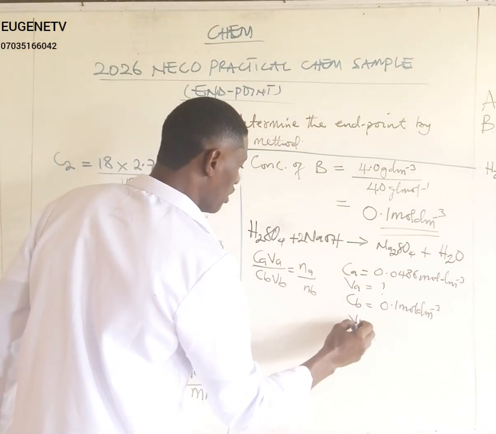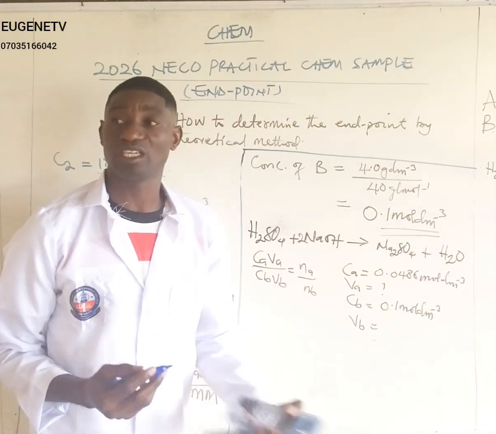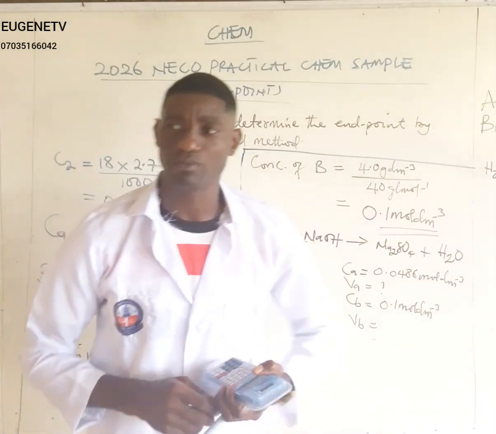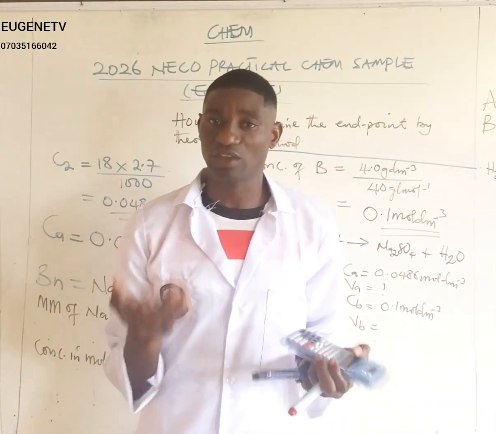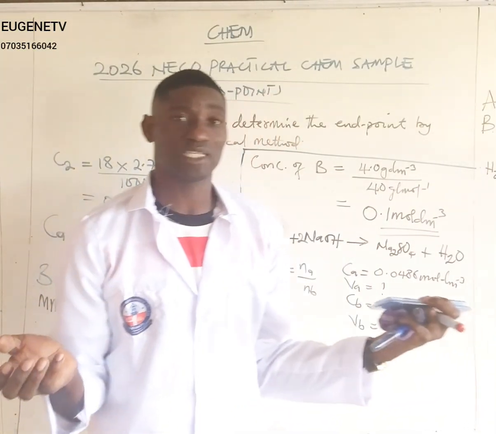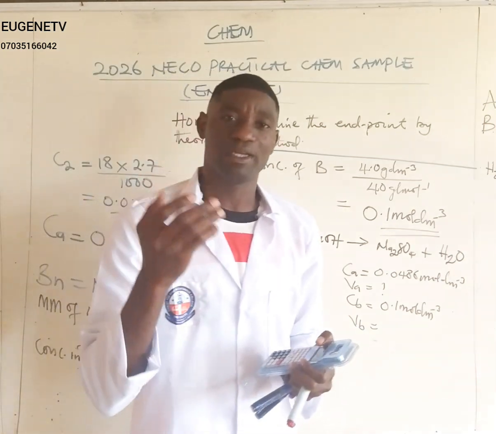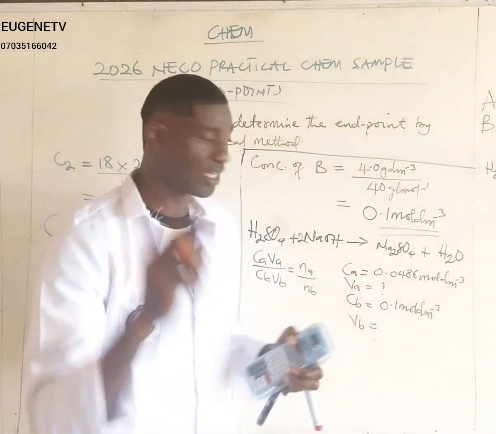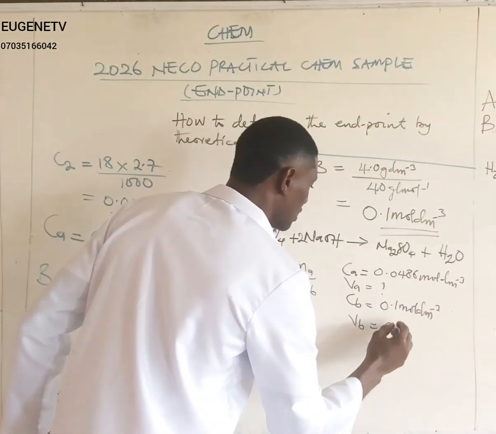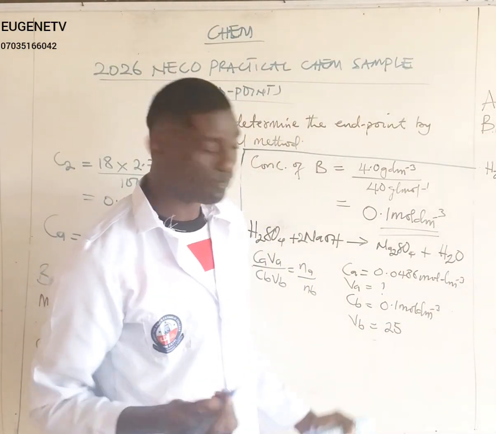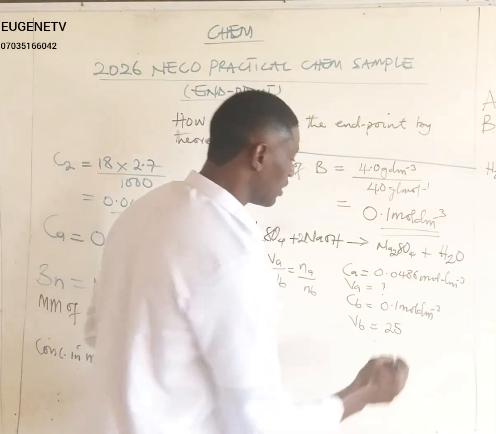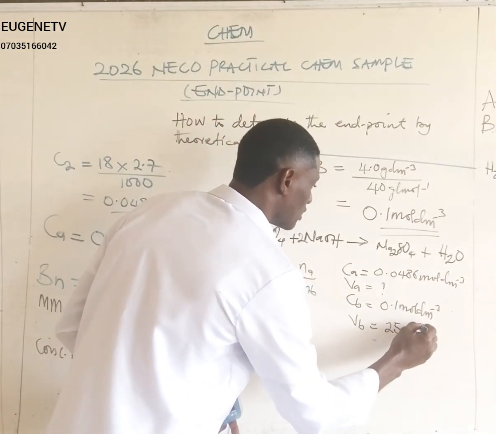Our Vb is usually going to be given. You are going to get Vb from your pipettes. Many schools have different sizes of pipette, but the commonest size used by so many schools is that of 25 cm. So our Vb in this case, if your school is using 20, then here will be 20. But if your school is using 25 cm, then here is going to be 25 cm.